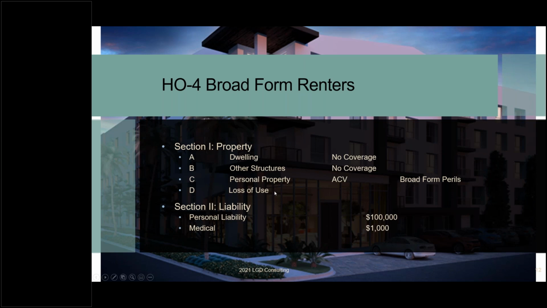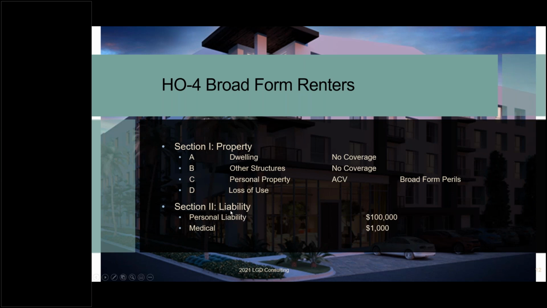Well, that's the loss of use coverage. This will put you up in a hotel or help you put a deposit and stay someplace else in the local area, versus having to give up college and go back home to your family because you had a loss and you can't afford to stay there anymore. Okay. And so personal property, loss of use, and then of course liability.